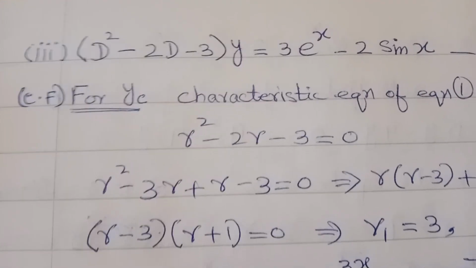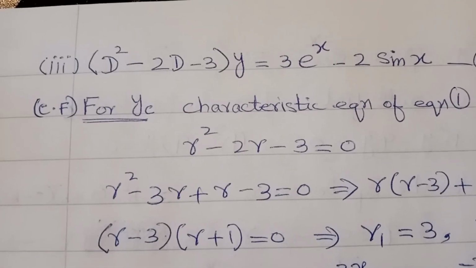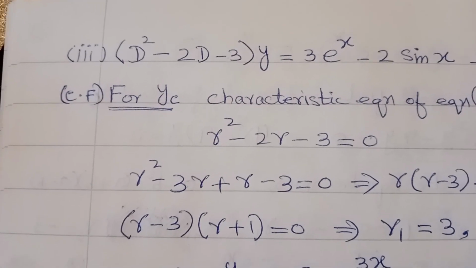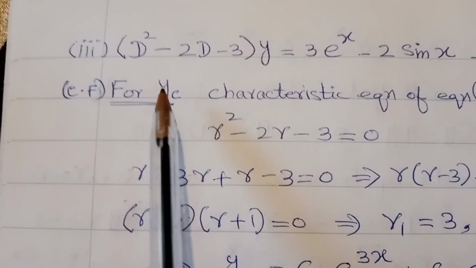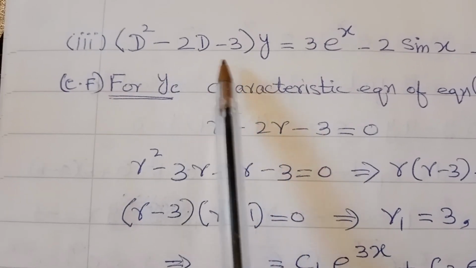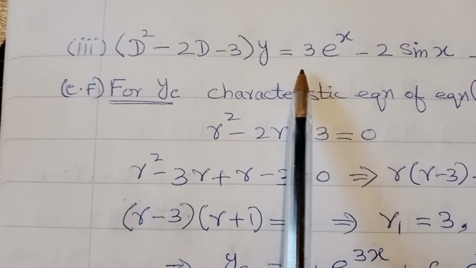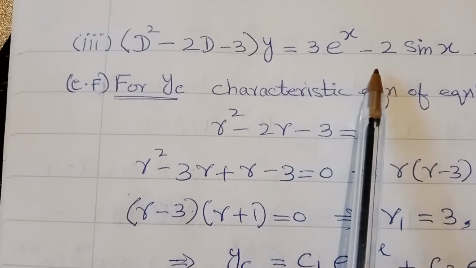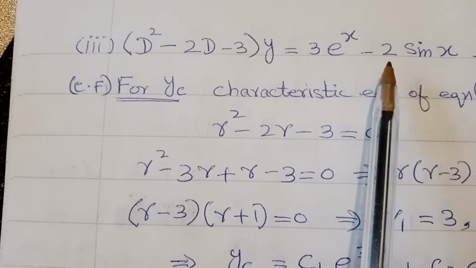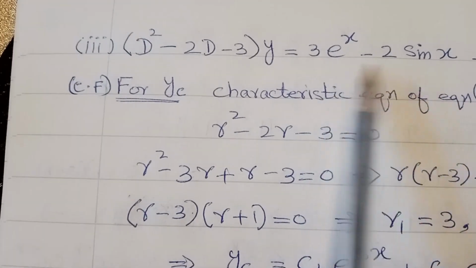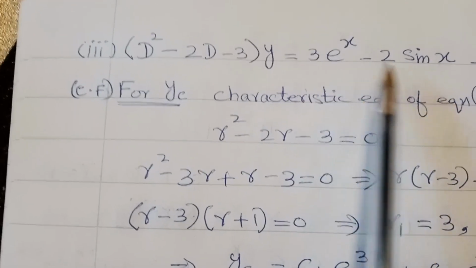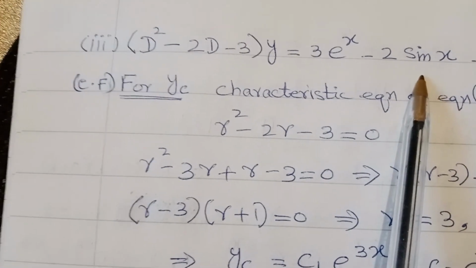Now we will solve another problem for more clarification. So we have chosen another problem, that is (D² − 2D − 3)y = 3e^x − 2 sin x. This problem consists of two functions on the right-hand side, but these two functions are not of the same kind. The first function is an exponential function, and the other is a circular or trigonometric function.